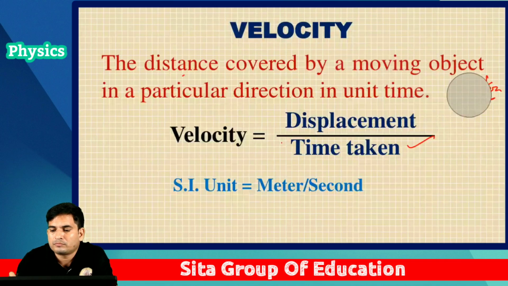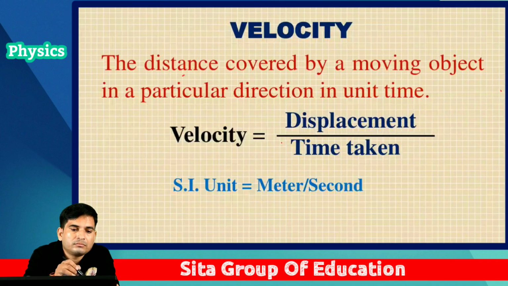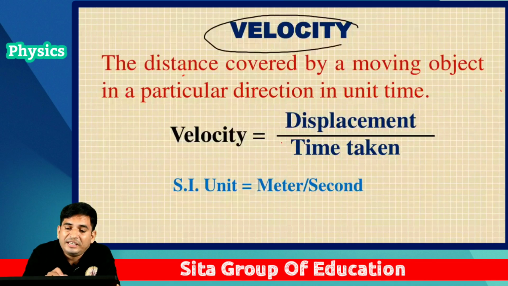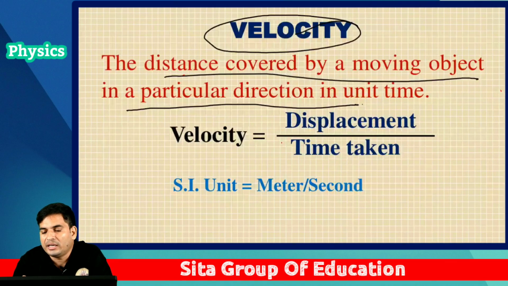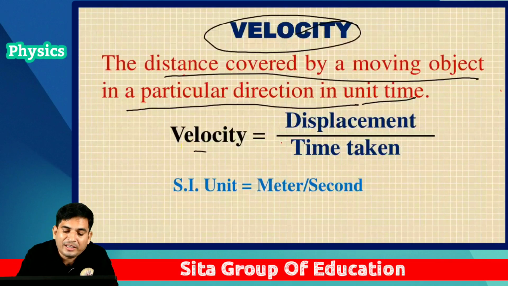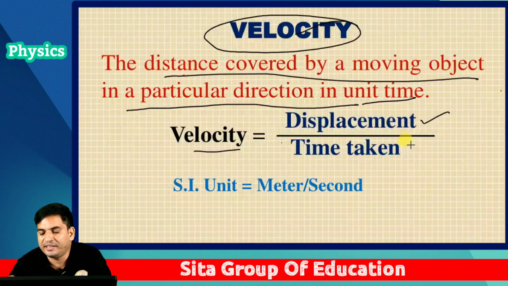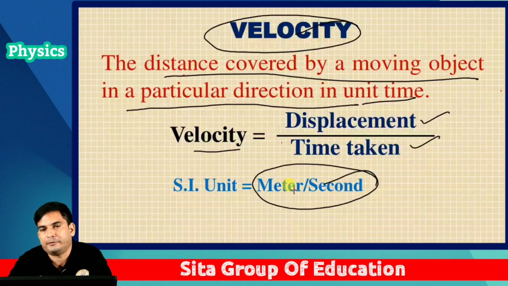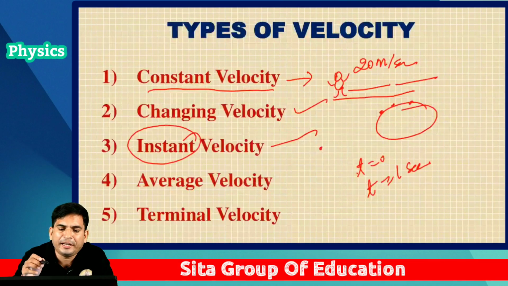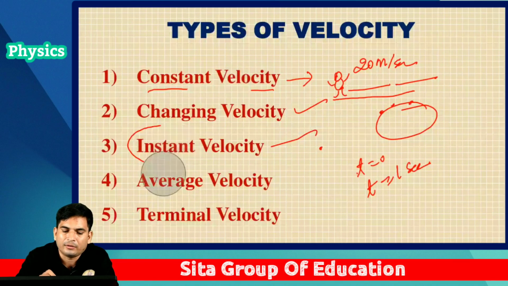Velocity: the distance covered by a moving object in a particular direction in a unit time. You know that velocity is a vector quantity, which means it has both direction and magnitude. Velocity equals displacement upon time taken. Its SI unit is meter per second. Types of velocity, let us discuss one by one.